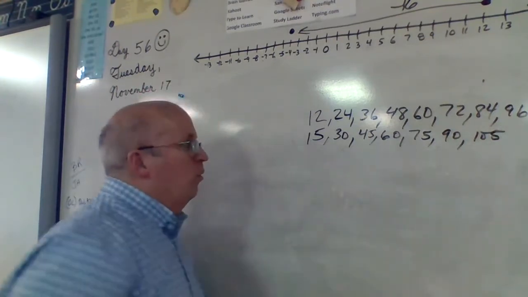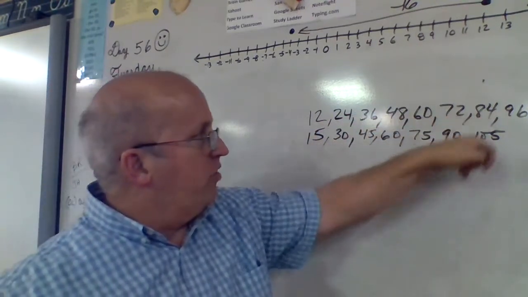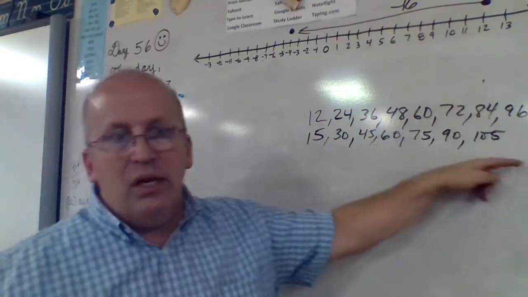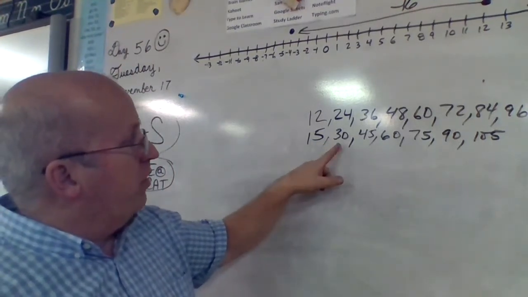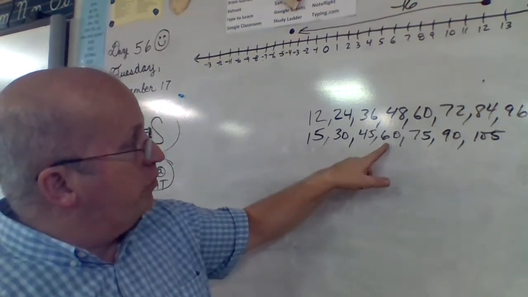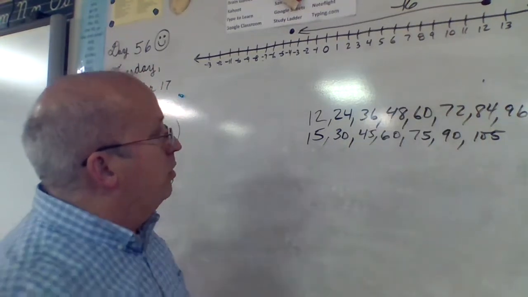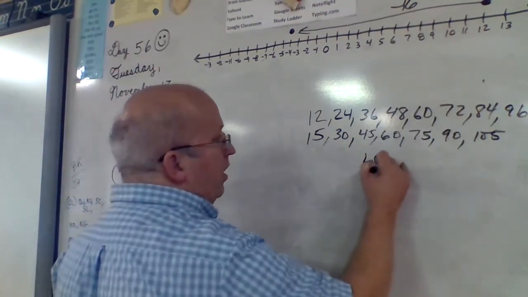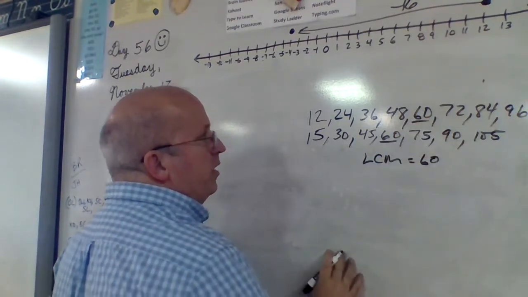How am I getting those? Well, I'm just adding 12 on top, and I'm just adding 15 on the bottom. Or I'm thinking, what's 15 times 1, 15 times 2, 15 times 3, 15 times 4, 15 times 5, 15 times 6, 15 times 7, and so on. What's the smallest multiple they have in common? That would be this 60.